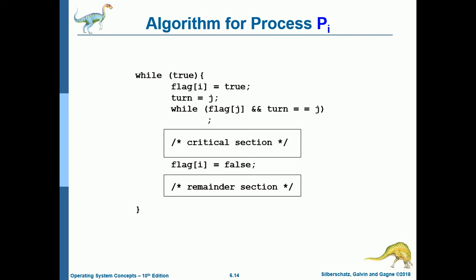So this is the algorithm for process P sub i. While true, flag[i] is equal to true, then turn is equal to j. And then while flag[j] and turn is equal to j, it means that if it's process j's turn and its flag is also true, process j will enter the critical section. When the flag is false, process P sub j exits the critical section and executes the remaining commands outside of it. That's why we have the remainder section.